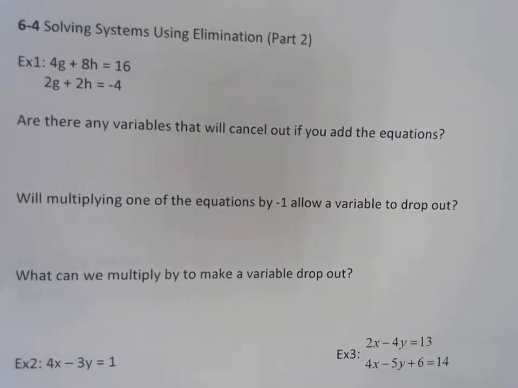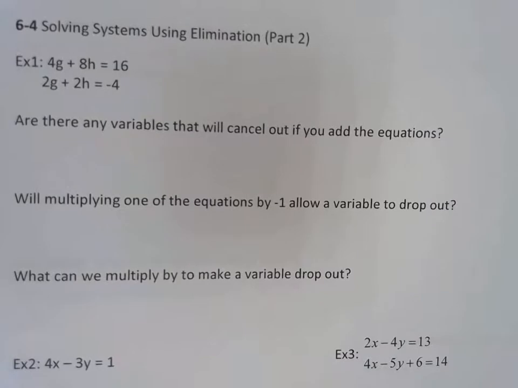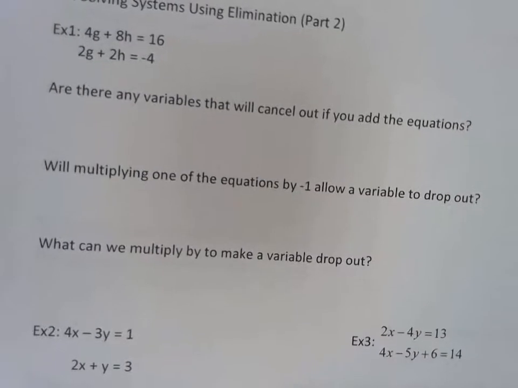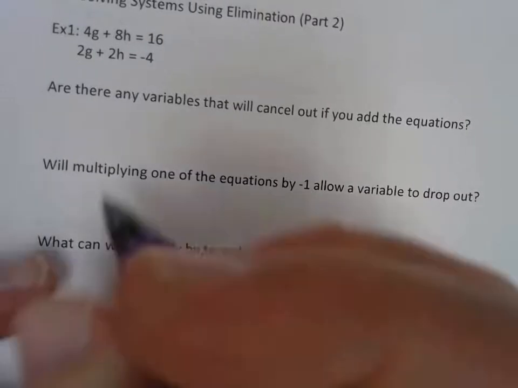So as I look at example 1, the first thing you want to ask yourself is, are there any variables that will cancel out if I add the equations? If I look at this right now the way it is, and I try to add them, will any variable cancel out like we did yesterday? Well, I have 4g and 2g, so that would be 6g. I have 8h plus 2h, which is 10h, so no. None of the variables are going to cancel. So no.